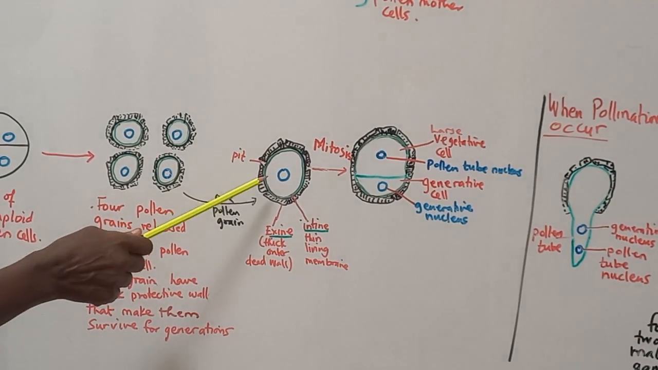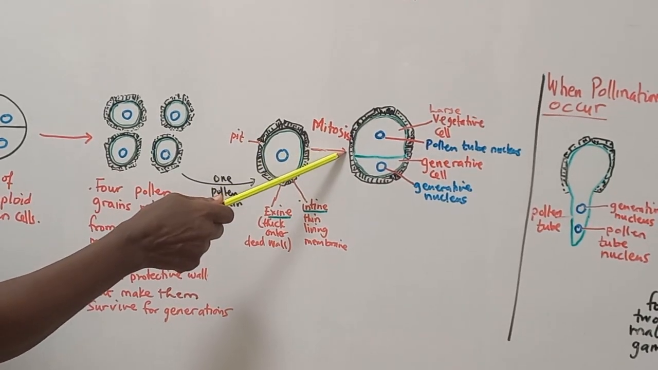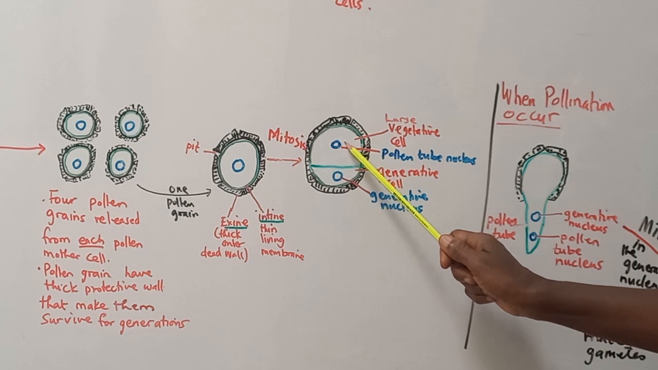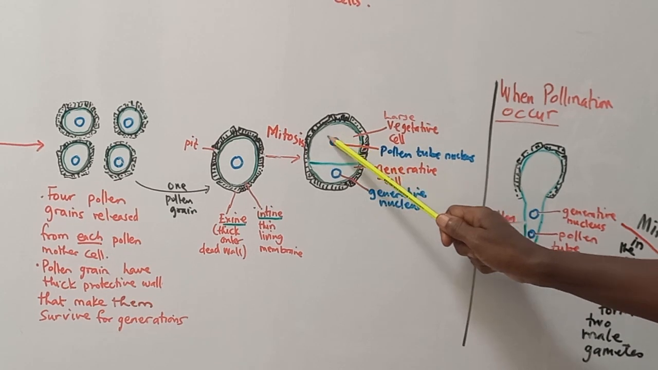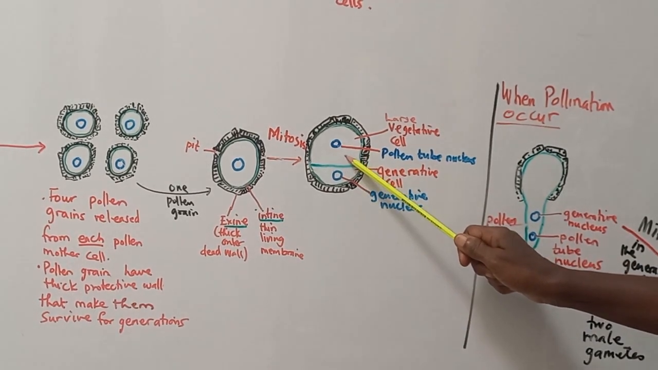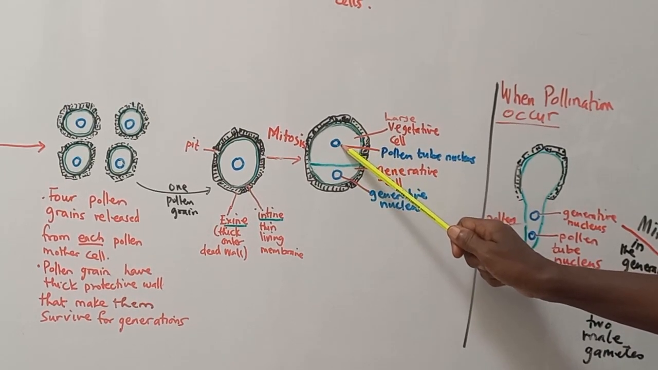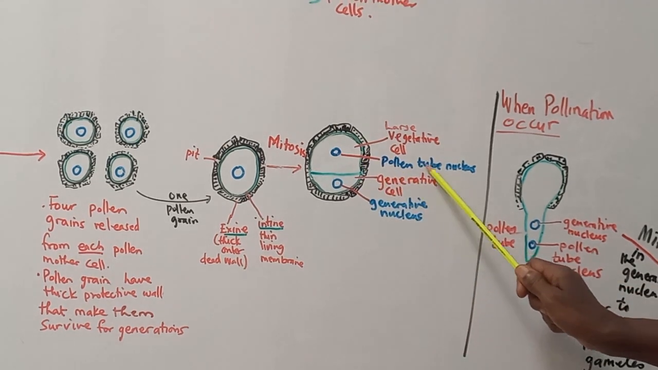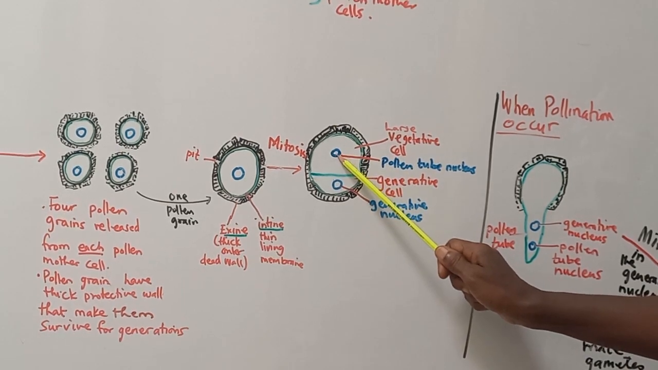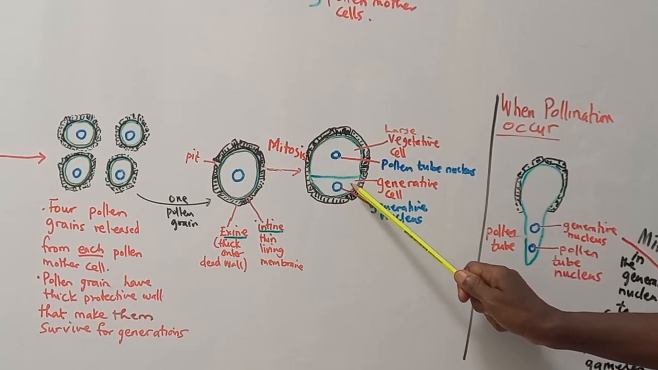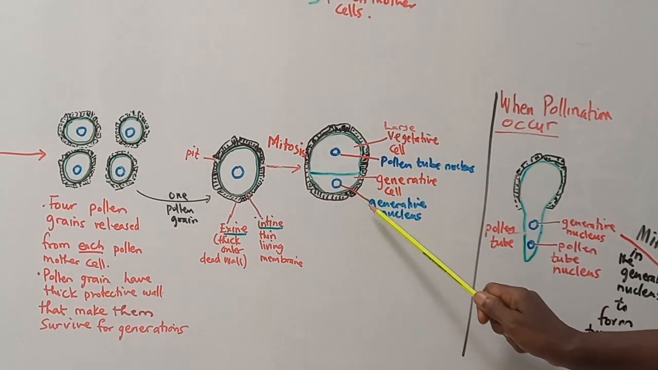Now, the pollen grain, remember, is haploid. And this haploid nucleus undergoes mitosis to form 2 nuclei. The cell divides and the cytoplasm divides unequally. So you have one large cell and a small cell. The large cell, the nucleus in it, is called a pollen tube nucleus, and the large cell is called the vegetative cell with its pollen tube nucleus. Then the smaller cell is called a generative cell with its generative nucleus.